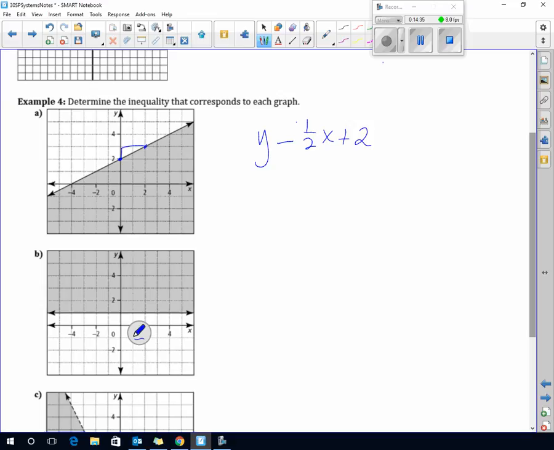0, 0. So let's sub it in. What do we get? 0 is less than or equal to. 0 goes in there, so that wipes that away. 2. So that's true, and I think we're good to go. If you want, you could do a second test point just to be on the safe side. Any questions about that?